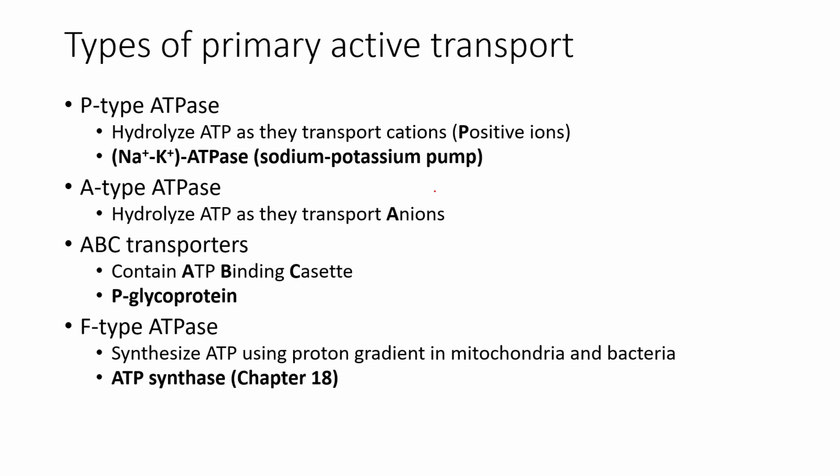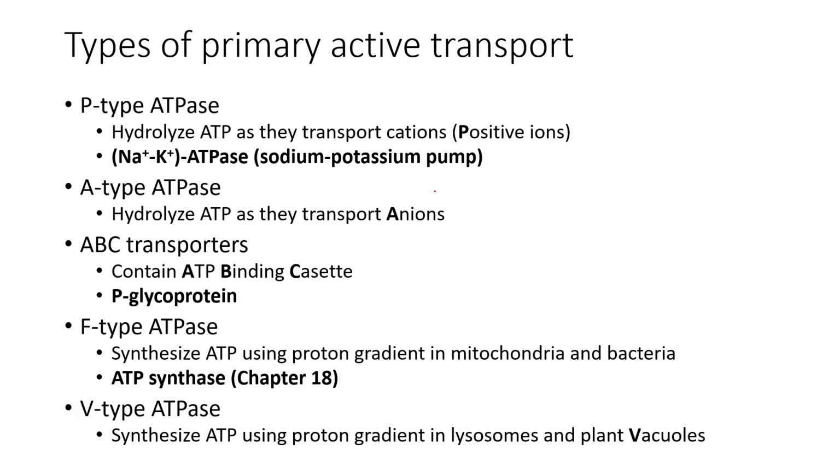And then we have another couple of types of ATPases. These are actually used for the synthesis of ATP, and they also take advantage of a gradient. One type is the F-type ATPase. These ATPases synthesize ATP, and they use a proton gradient, and these ones are found in mitochondria and bacteria. There's also another similar one called ATP synthase that we'll discuss more later on in chapter 18, which helps our own types of cells make ATP as well.